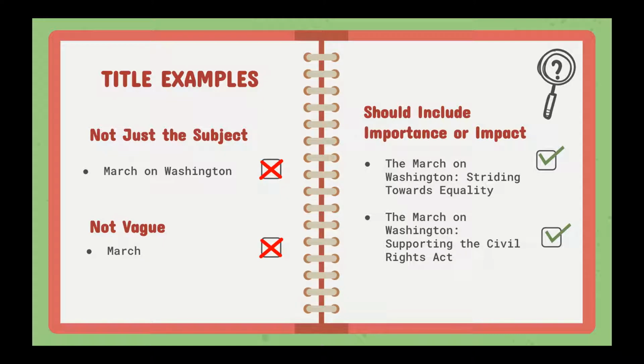While that's accurate, is it engaging or as interesting as it could be? You don't want it to be too vague, like March. Does that really tell you anything about your subject? No. But you should include the importance or impact. For example, the March on Washington, Striding Towards Equality. That title explains the importance and the impact that the March on Washington had in its subtitle. The March on Washington, Supporting the Civil Rights Act. This one talks about its importance or what the march was trying to do.